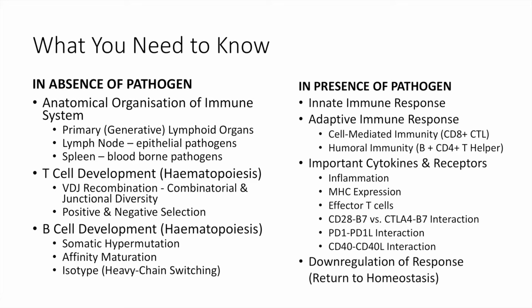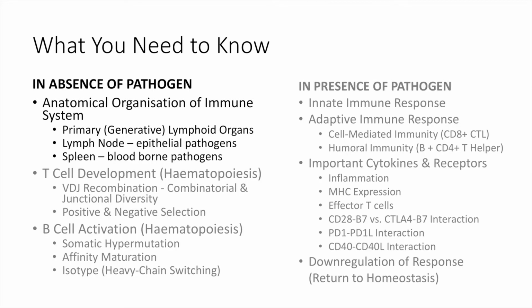of a pathogen. So on the left-hand side, you note that in the absence of pathogen, you have firstly the anatomical organization of the immune system, where immune cells are compartmentalized differently in different places to serve different functions. And then your T cells and B cells also have a development and activation process that you will need to learn. In the presence of a pathogen, then your innate and adaptive immune response are kicked in with the help of important cytokines and receptors, and eventually you have the downregulation of the immune response.